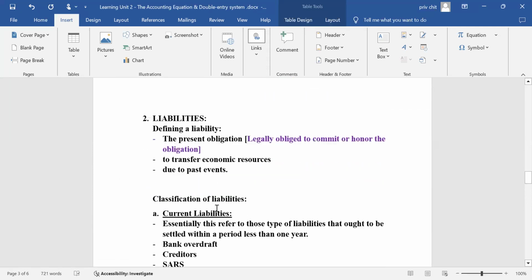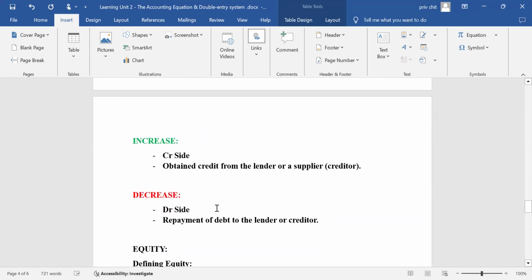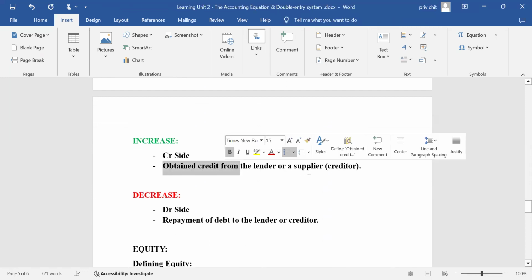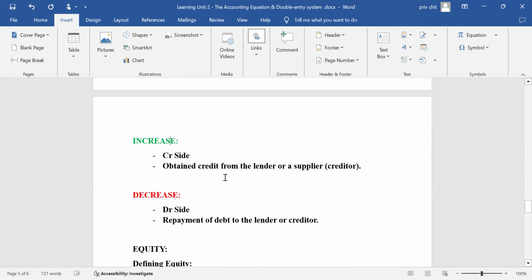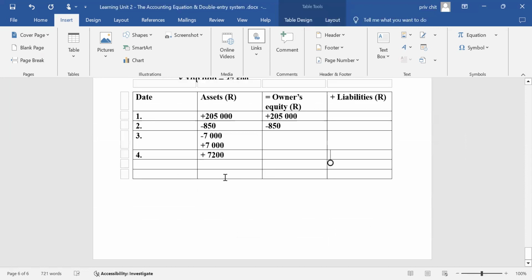Does it make sense? Yes. So when you obtain, what's happening to liabilities? Increasing or decreasing? Here's your answer. Obtain credit from a supplier, in this case it's increasing. So it means your liabilities will increase, right? Yes. Plus 7,200, like that. Making sense? Yes. Right. Let's continue.